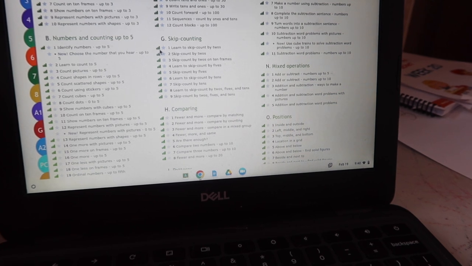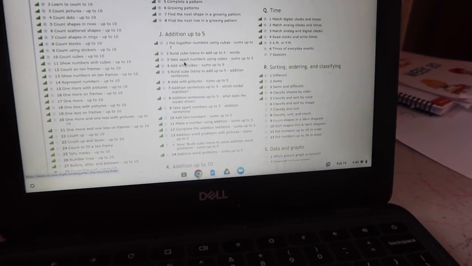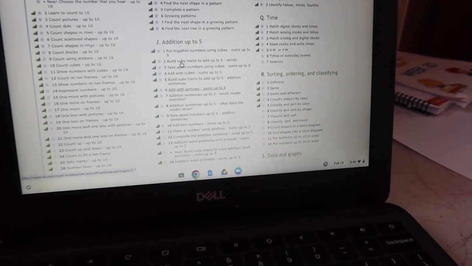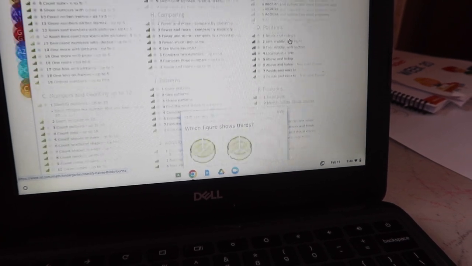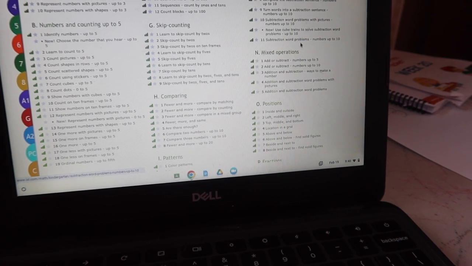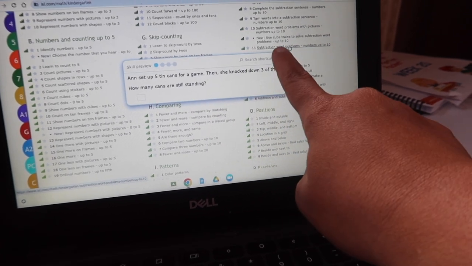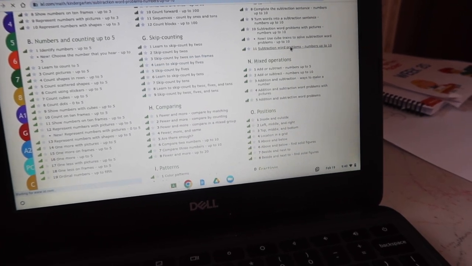If it has this little thing, that means they are done with that. Let me go to something they have not done yet. For example, this is mathematics. Let's say you feel like they have a problem with understanding. One of the things that I worked hard on was this one. This is a subtraction word problem.